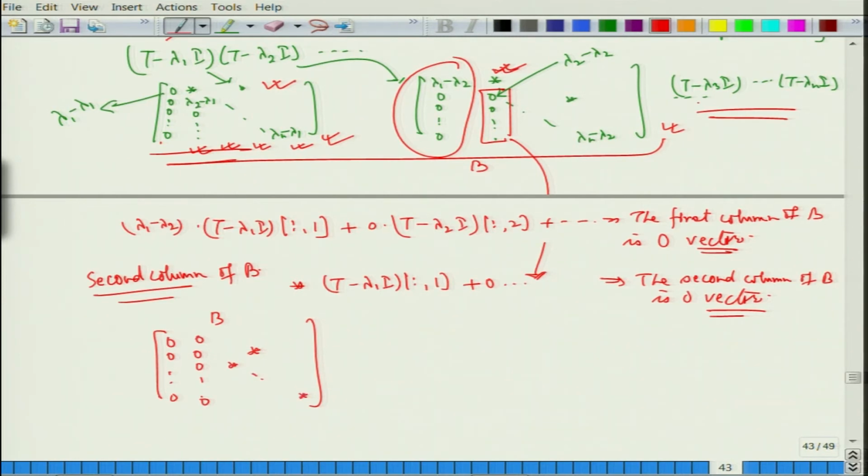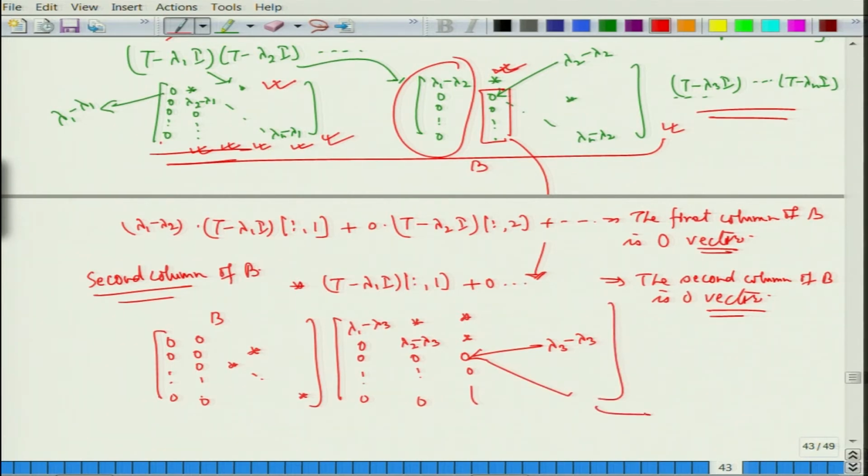Now I want to look at t minus lambda 3. So t minus lambda 3 means it is lambda 1 minus lambda 3, 0, 0, 0, a star here, lambda 2 minus lambda 3, 0, 0, 0, a star here, a star here. This is 0 because of lambda 3 minus lambda 3 and zeros here and so on, fine. So this corresponds to my matrix t minus lambda 3 of I.